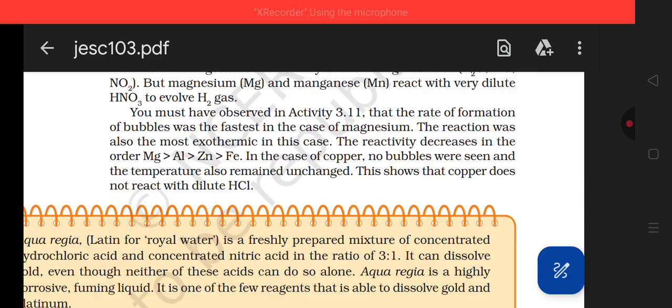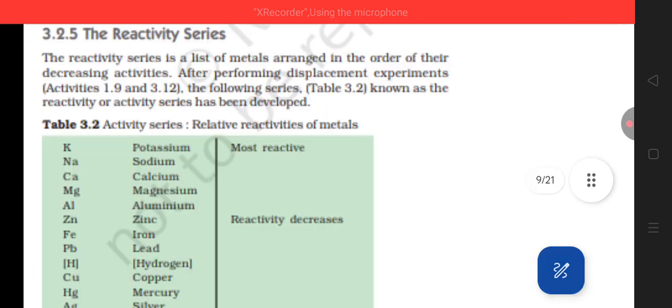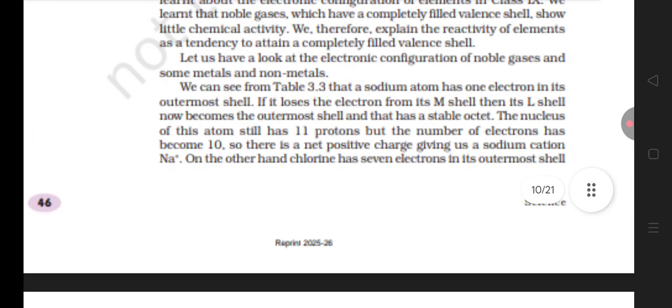Now the next is aqua regia, the Latin name for royal water. So now we are going to learn about royal water.